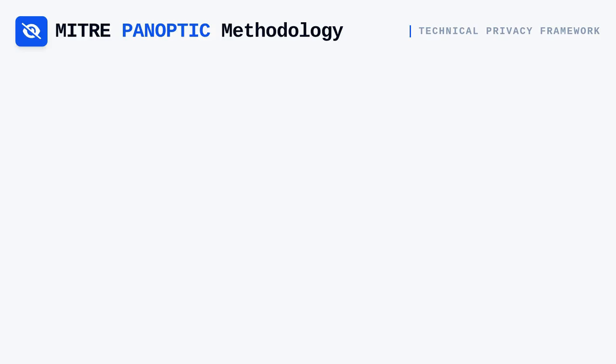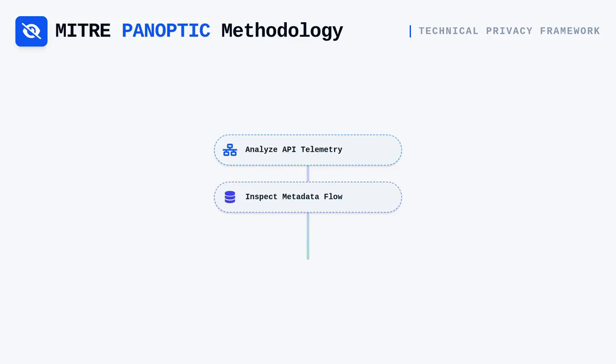To complement LINDDUN, we look toward the MITRE PANOPTIC methodology. This framework emphasizes the identification of technical privacy risks within complex, distributed environments such as cloud-native architectures. Unlike traditional security modeling, it forces us to evaluate the privacy implications of API telemetry, metadata collection, and the cascading effects of third-party service dependencies.